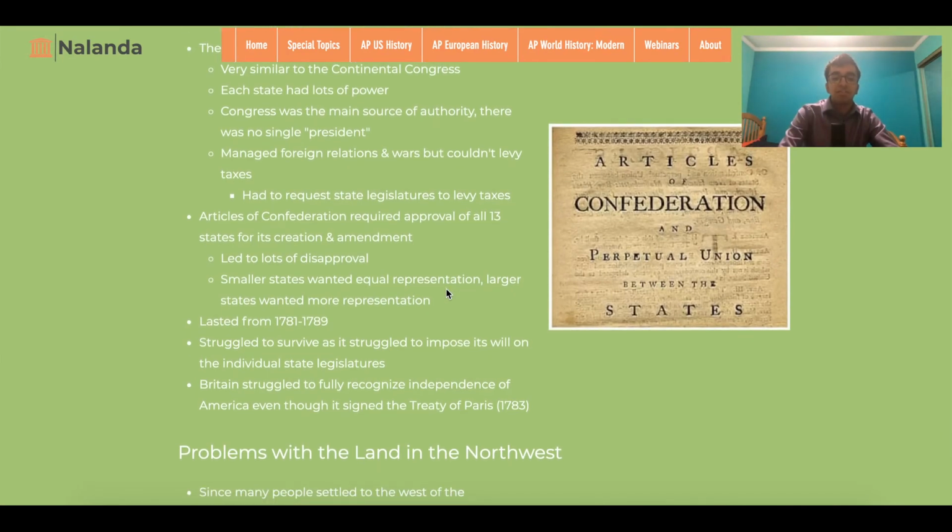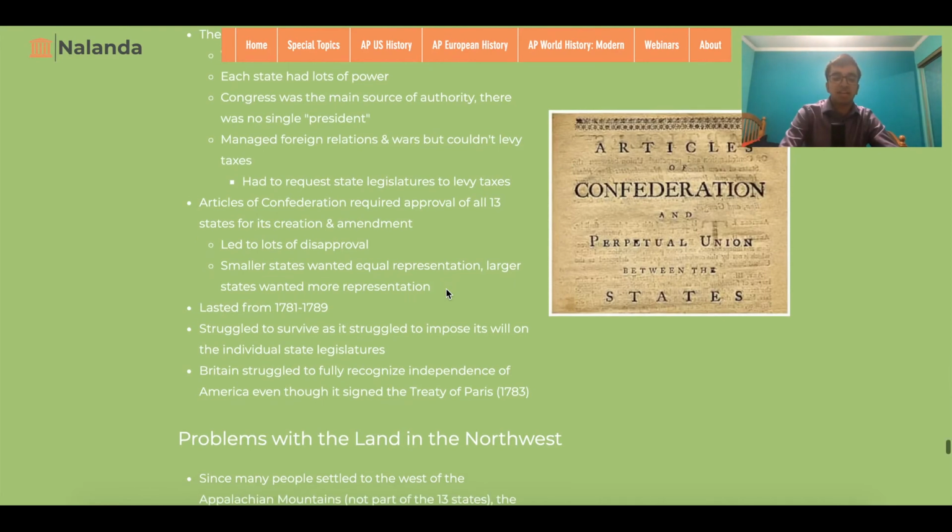This was very inefficient because all of the 13 states had to approve any proposed amendments, and all of the 13 states had to approve the articles before its ratification, and this was prone to lots of disagreement because the smaller states wanted equal representation in the Confederation, whereas the larger states wanted more representation because they had a higher population. So this led to its inefficiency, and the states had enormous power over the Confederation. The Confederation had no power to levy taxes, it only managed foreign relations, so it struggled to impose its will on the states, because it had to encourage each state to impose taxes if it wanted to levy taxes.